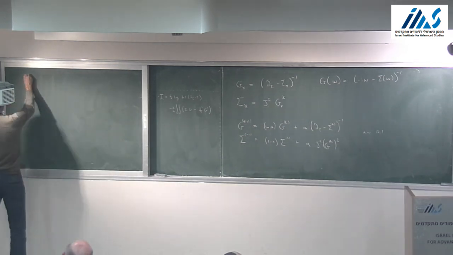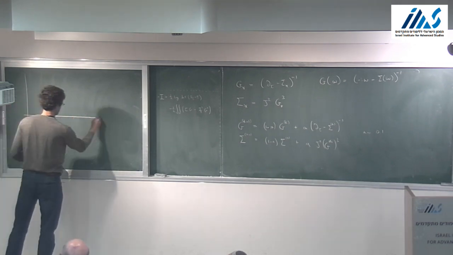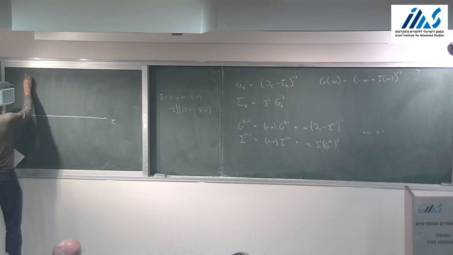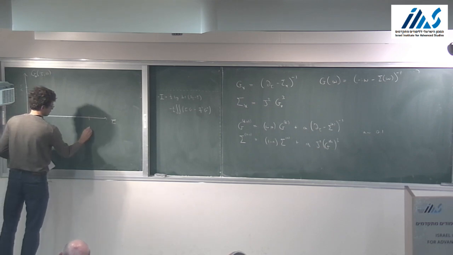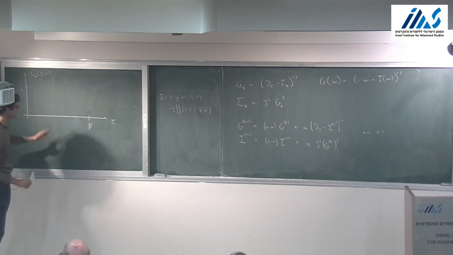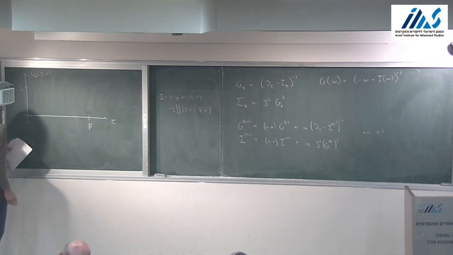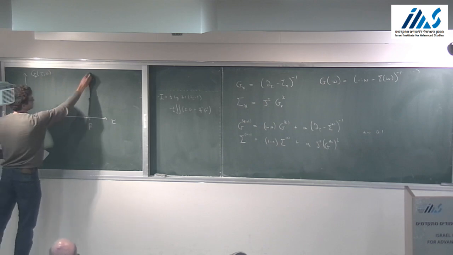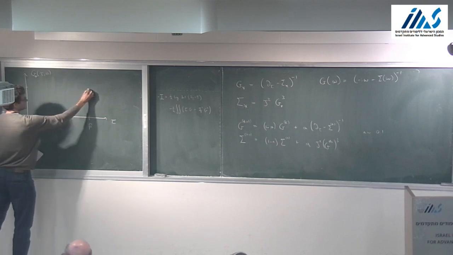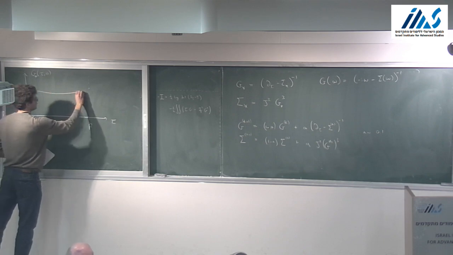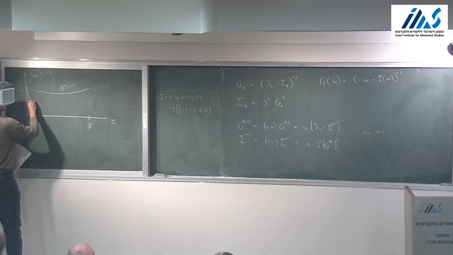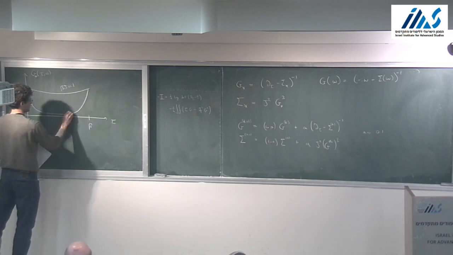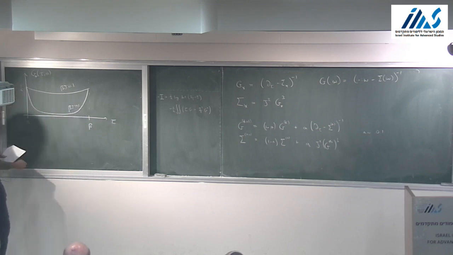Now, what do the solutions look like? So I'll draw here G of tau comma 0. As before, this lives on the circle where time runs from 0 to beta. And so if beta J is smaller than 1, it looks something like that. And if beta J is much bigger than 1, it looks something like this.